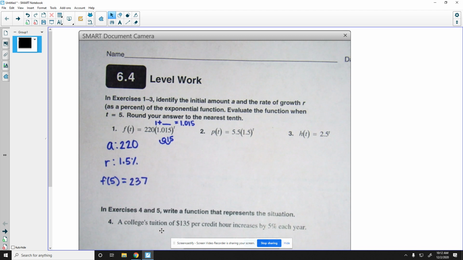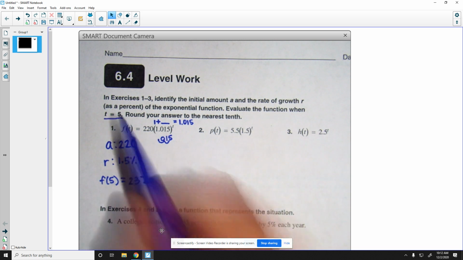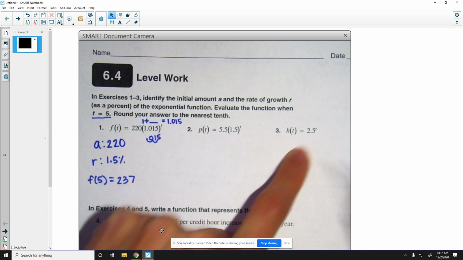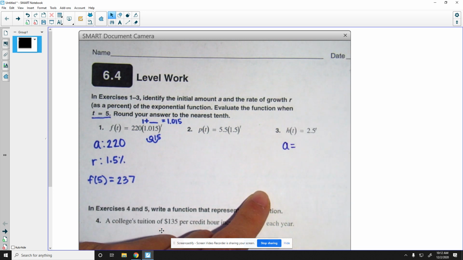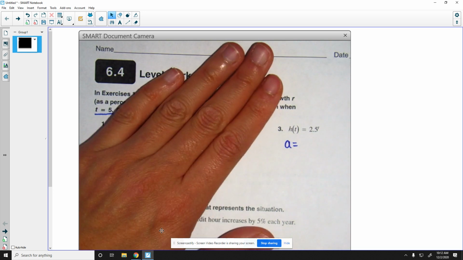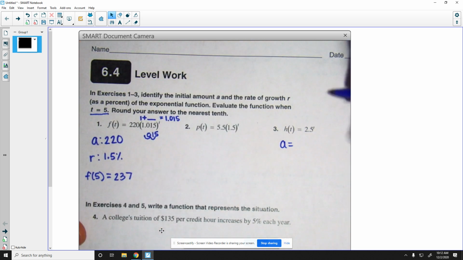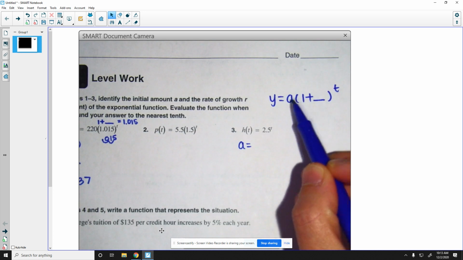Ashlyn, did you have a question? Yes. How did you get the 5? Because it says right here, t equals 5. Oh, okay. Yeah. Okay, so like for this one, this is tricky. What is your A? Someone says 1.5, someone says 1, someone says 2.5. A equals 1. Yeah, 1. So your original formula is y equals a(1 plus blank) to the t, right? There's no parentheses here, but your a is always outside the parentheses.